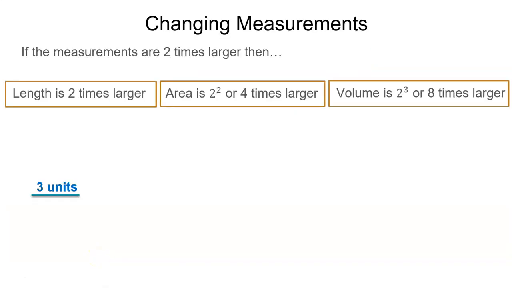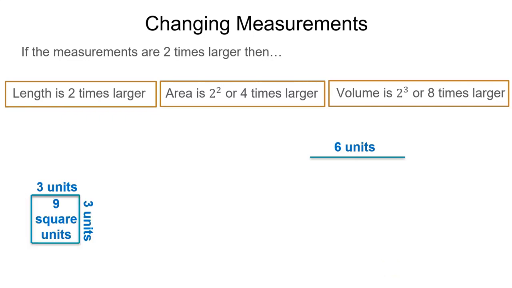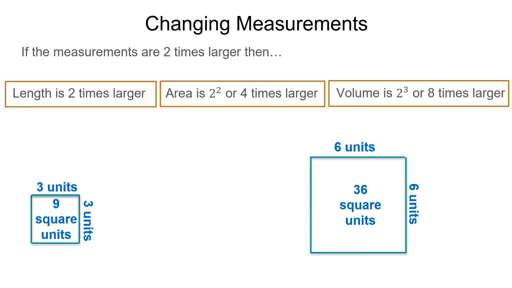Let's take a quick look at a simpler example of changing measurements. If the measurements of the length are doubled, then the area should multiply by 2 squared, and the volume should be multiplied by 2 cubed. For example, if the original length was 3 units long, the doubled length would be 6 units long. For area, if the original area is 9 square units, if the dimensions are doubled, then the new area would be equal to 36 square units, which is 4 times larger.